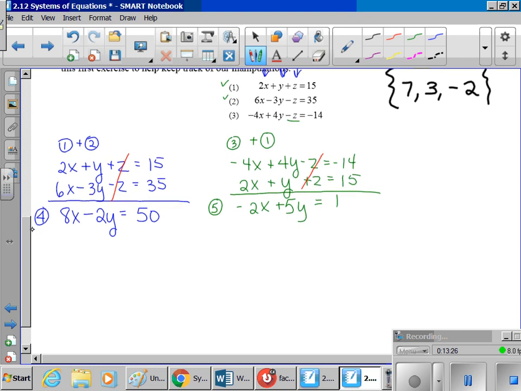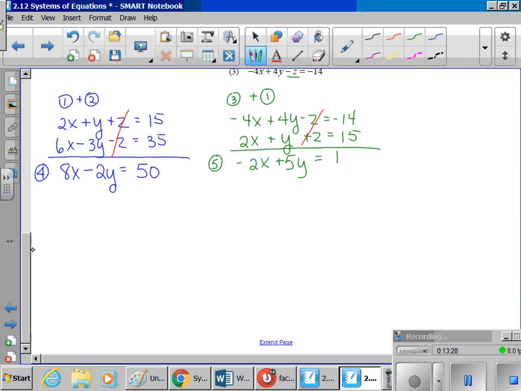Also, if I don't give you enough room to do these, feel free to put them on notebook paper and staple them into your notebook. Okay? Please, because if you're trying to squish these into an allotted space, it gets messy. All right, so let's take our 2 equations now.